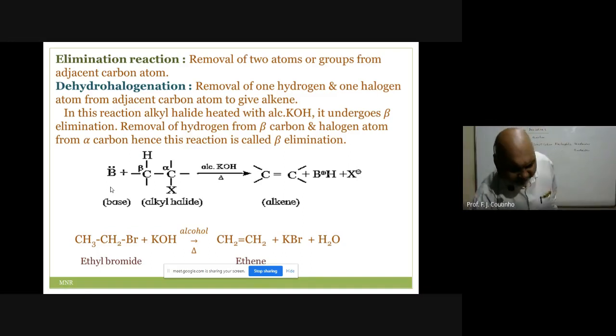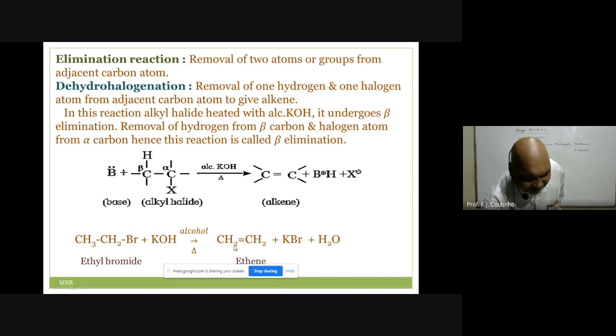So here is an example. It is given ethyl bromide. When ethyl bromide is treated with alcoholic KOH and heated, you get KBr and H2O. So hydrogen is lost from this carbon and forms an OH, forming a water molecule. And finally, there is a formation of an alkene. And this alkene, in this case, will be ethene.